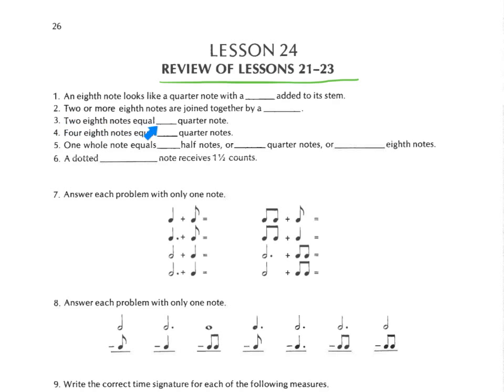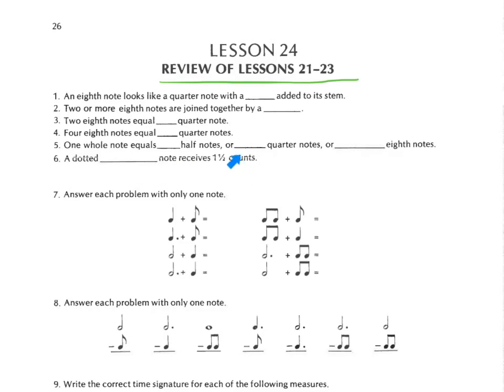Two eighth notes equal how many quarter notes? And 4 eighth notes equal how many quarter notes? And number 5, 1 whole note equals how many half notes? Or how many quarter notes? Or how many eighth notes? Wow, look at all the possibilities. That's exciting. Number 6, a dotted note receives 1 and 1/2 counts.